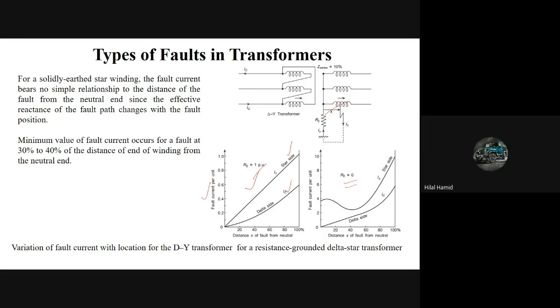So when the distance x increases from the neutral point, why does the current increase? Is it that the effective turns ratio increases or decreases? The effective turns ratio will decrease when x is increasing, and when the effective turns ratio decreases, the current is increasing. Is it okay?